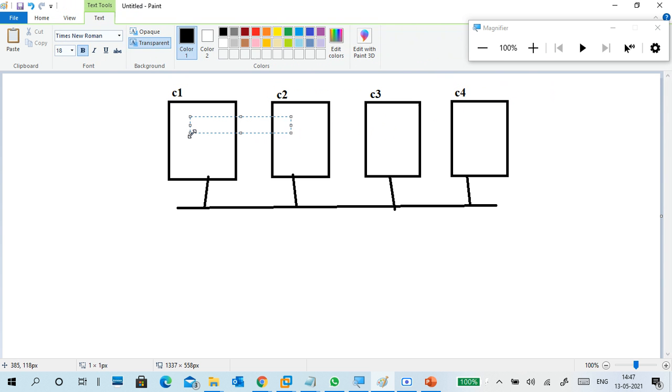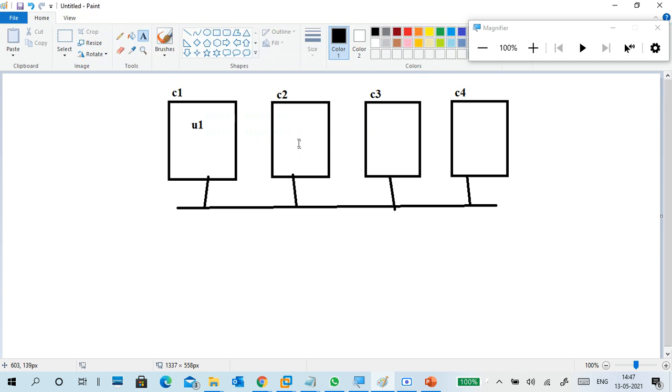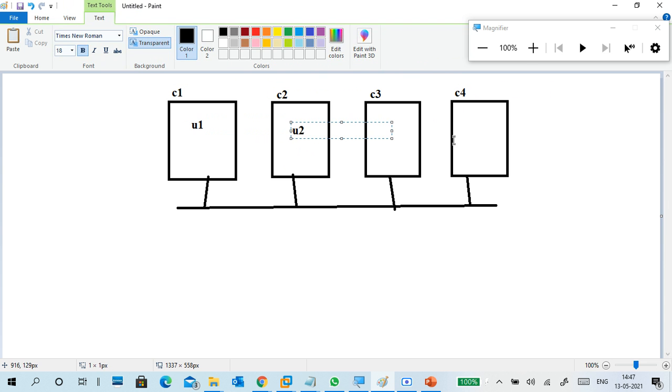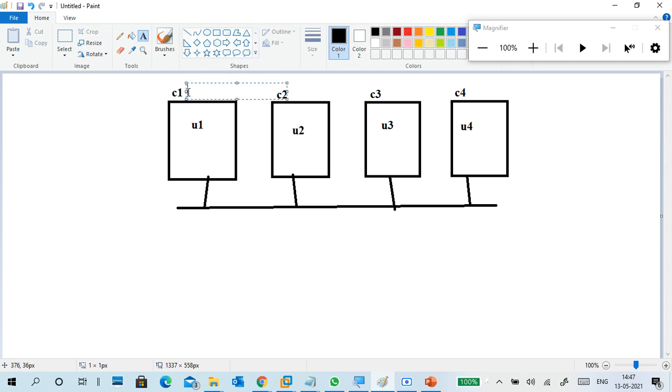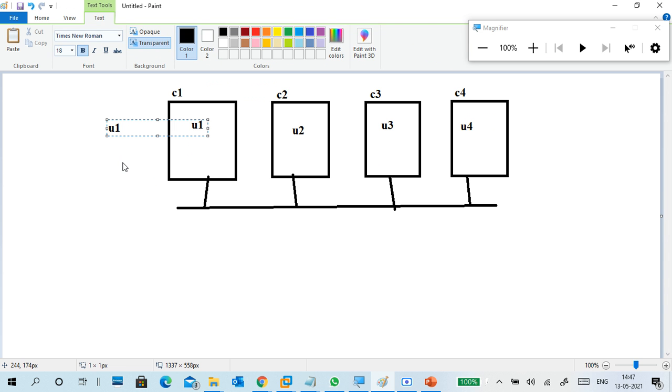Here, a user is logged in, for example user one. Here is user two. In this PC, there is a user three account, like we created student one, student two, like that. So this is a PC and this is a user, right? For example, user one is logging in to C1. So what happened? In C1, user one is trying to log in.